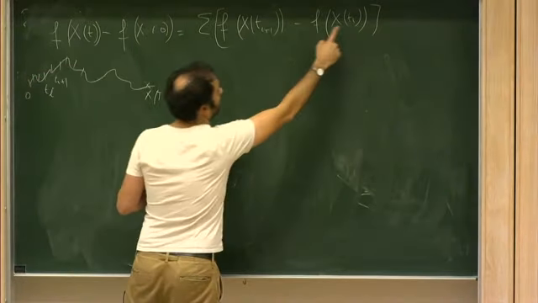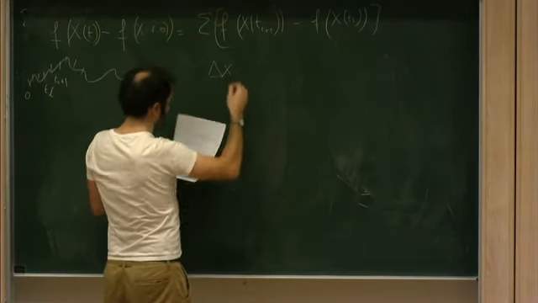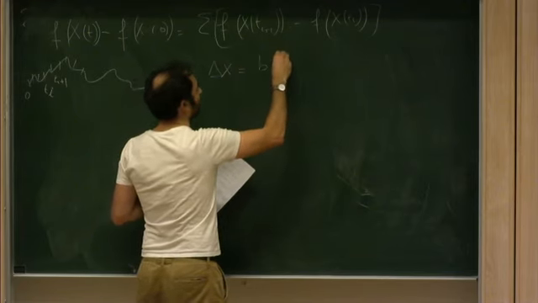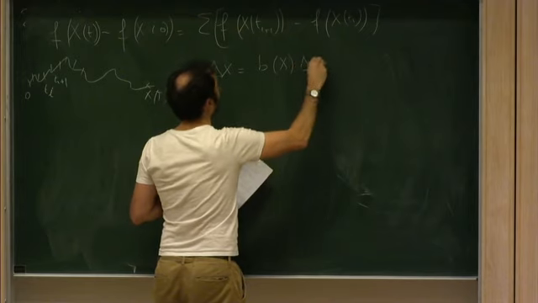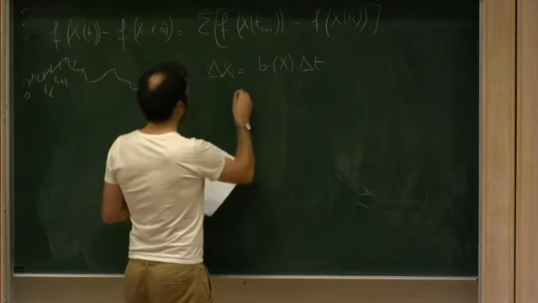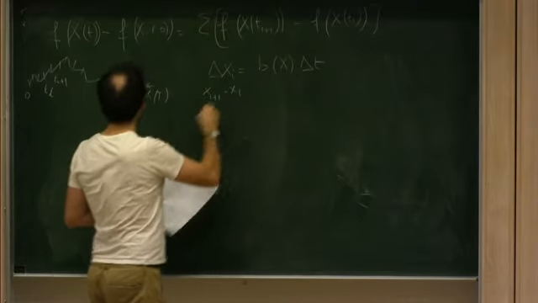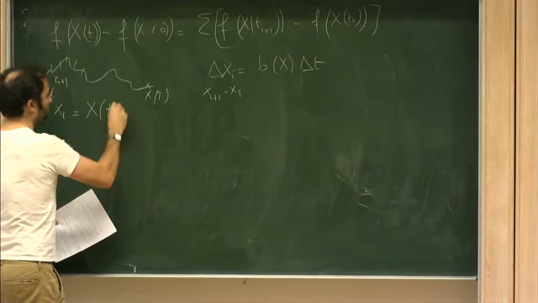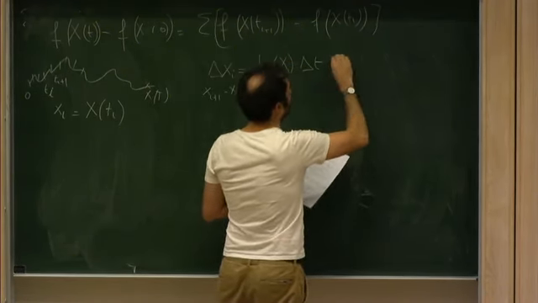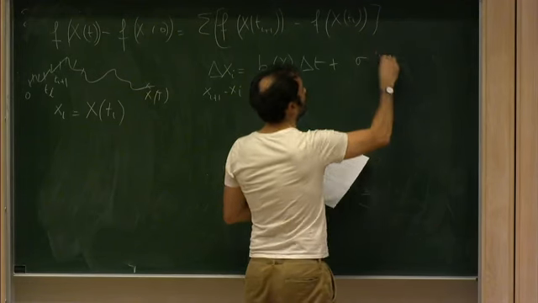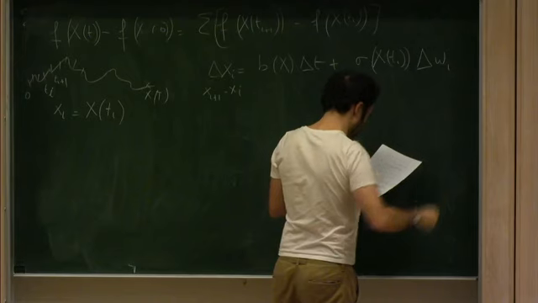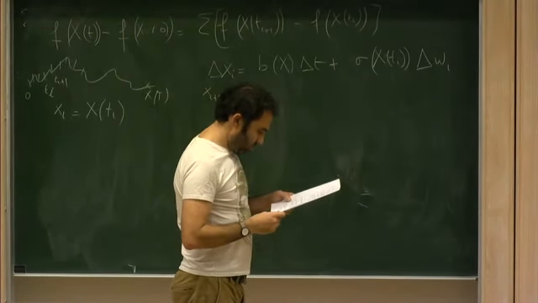And now let's look at dx. If we are looking at the point t_i, dx_i is by definition x_{i+1} minus x_i, where x_i is x of t_i. So this is b of x_i delta t plus sigma of x at position t_i, which is a matrix called the tensor, multiplied by d omega_i. So it's a little bit more complicated than this.